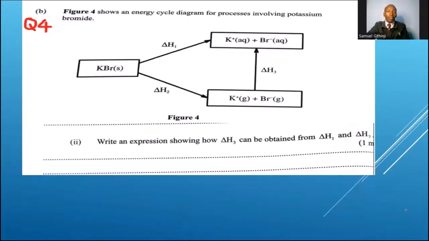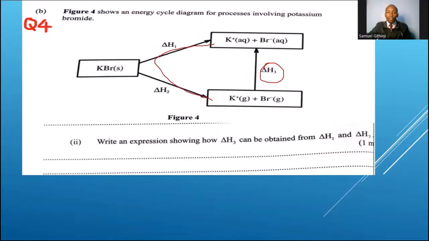Part B, Roman 2. An expression that will show the connection between the 3 delta H: delta H3, delta H1 and delta H2. Remember, you are expressing delta H3 in terms of the other. So where is it? Here it is. So this is like vector method, my students. If I want to come from the gaseous ion to the aqueous ion here, I can decide to go this way. Okay, so it will be the negative.